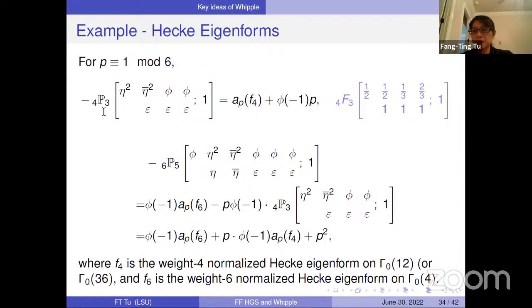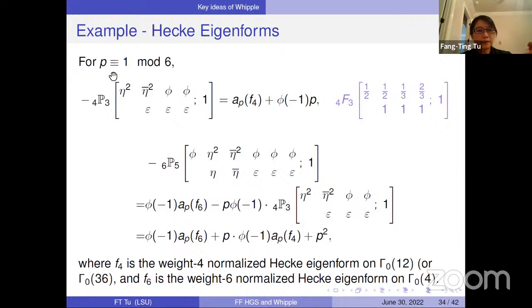But now for this 4P3, we have two candidates, either level 12 or level 36. Once we pick this 4P3, then we can identify the value for the 6P5 and the other weight-6 modular form here. So roughly speaking, this is the idea of how we identify the corresponding Hecke eigenforms. But again, like I said before, for the P function, we have some restriction.